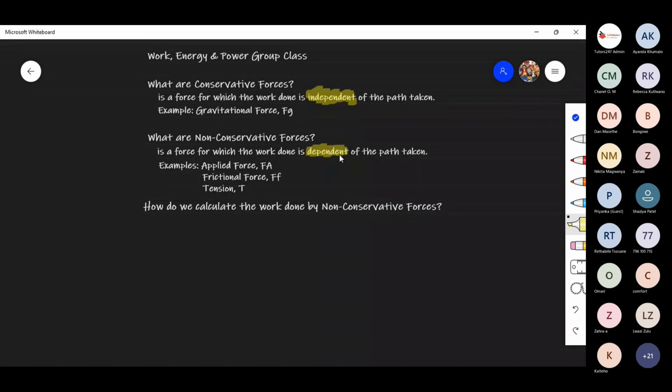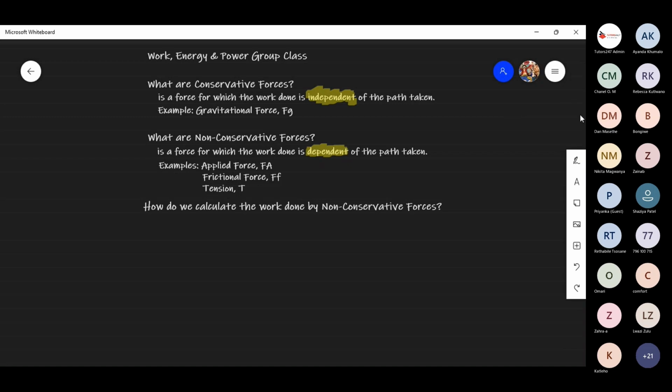So an example of a conservative force would be gravitational force or weight, whichever you want to call it. And an example of a non-conservative force is applied force, frictional force, or tensional force.